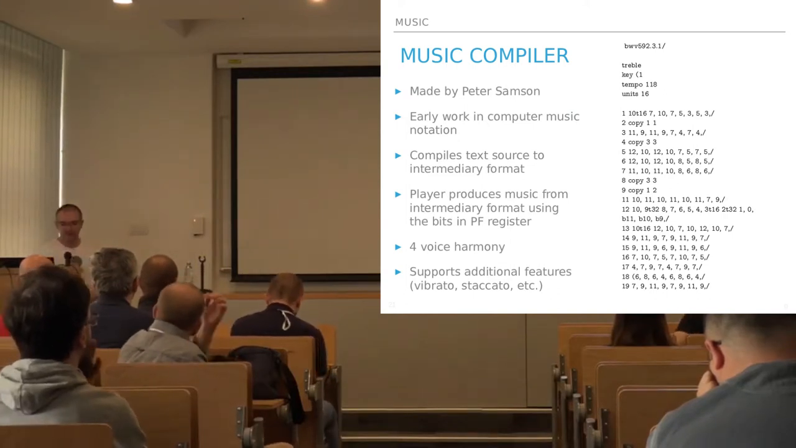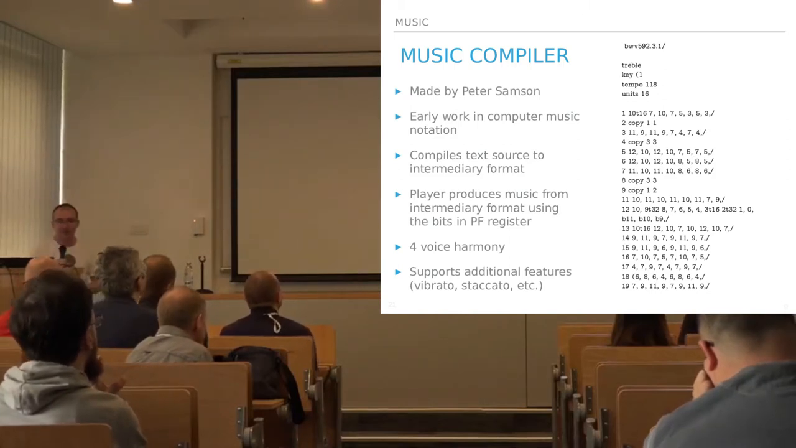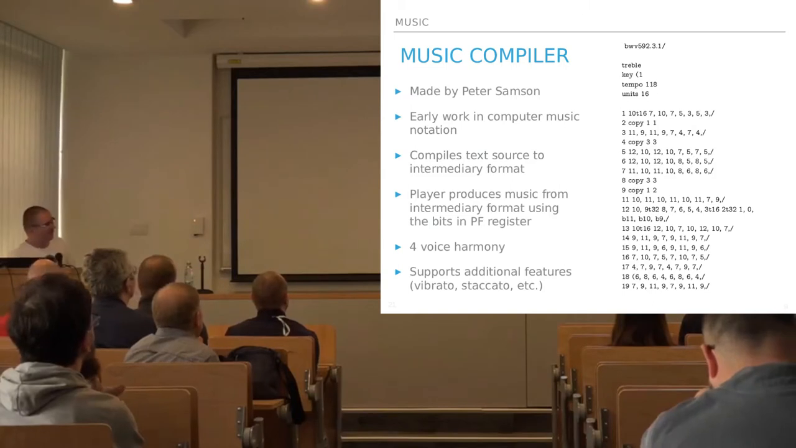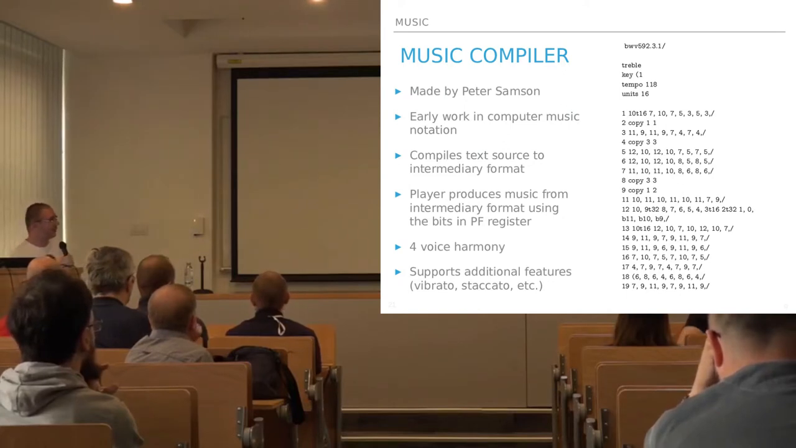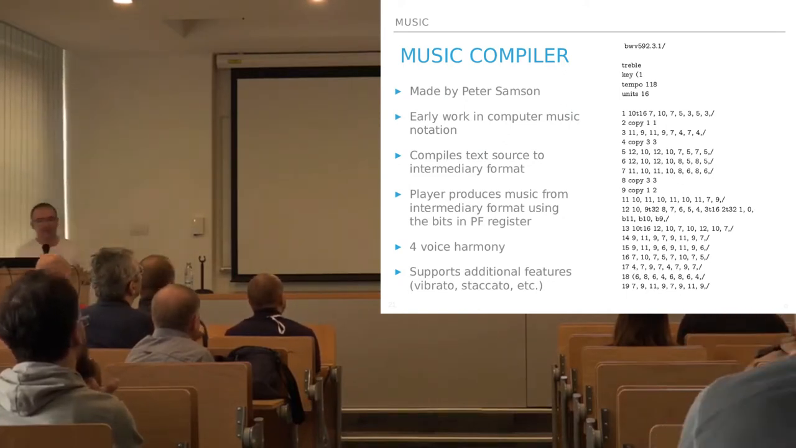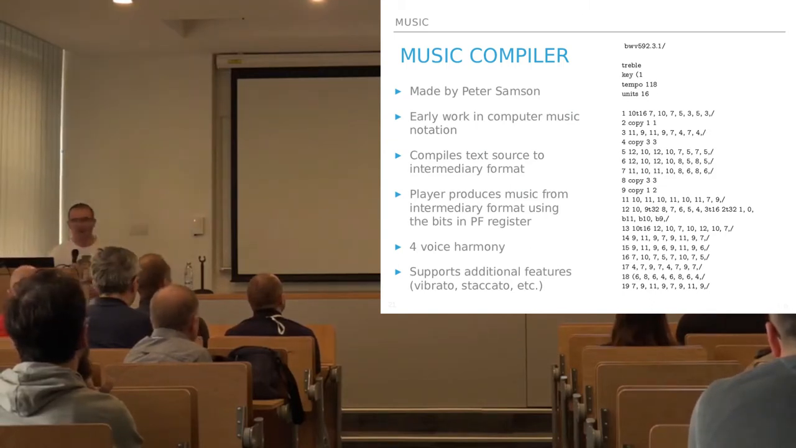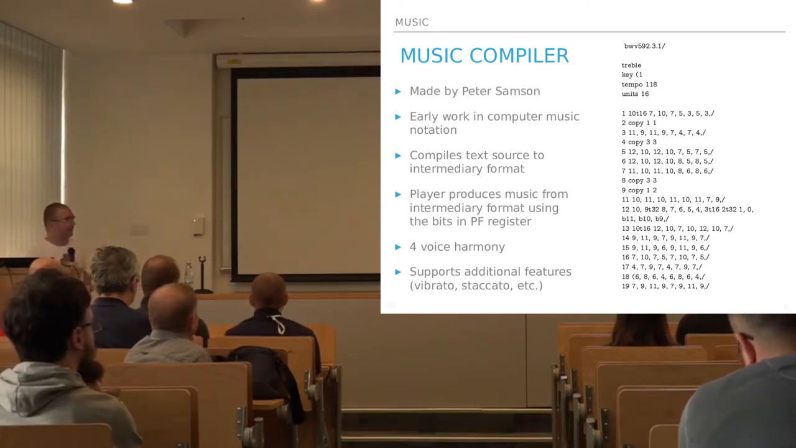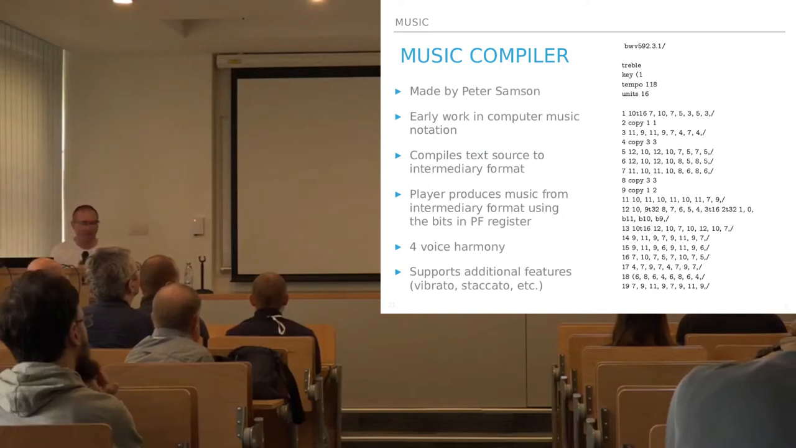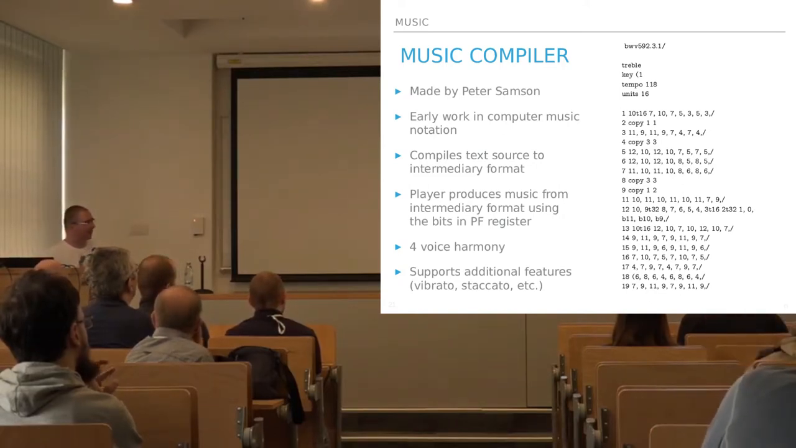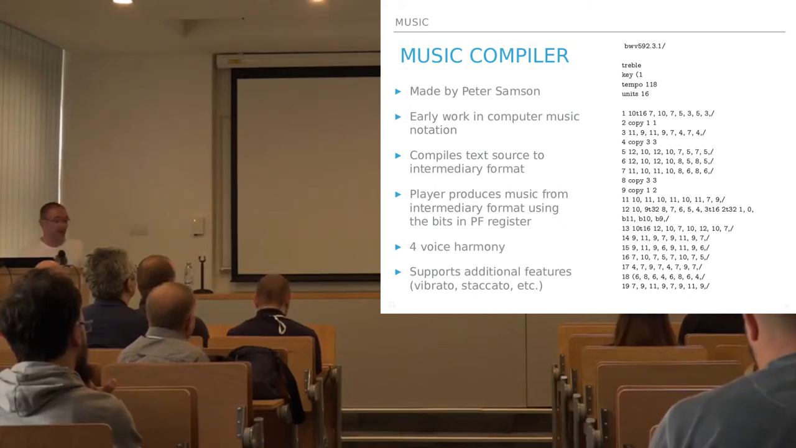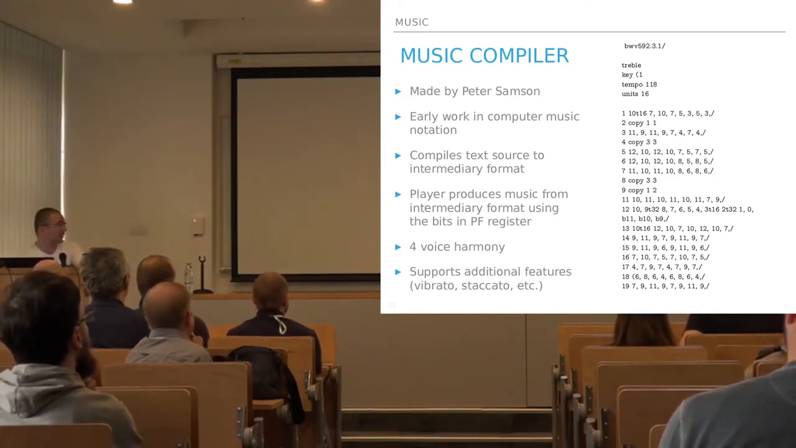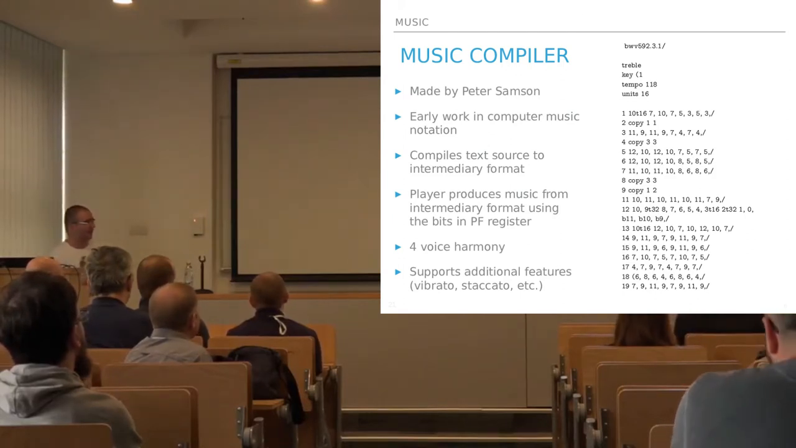And to do this, this brilliant guy called Peter Sampson wrote something called the music compiler. You can see in the column on the right, a notation of a piece by Johann Sebastian Bach. And I guess it looks kind of confusing, but it was one of the first attempts to produce a music definition language. And this compiler then uses the input shown on the right to produce an intermediary format, which is then used and loaded in a player, which in turn ends up playing the music. So it's kind of amazing. It even has additional features like vibrato, staccato, because Peter Sampson was a fan of classical music.